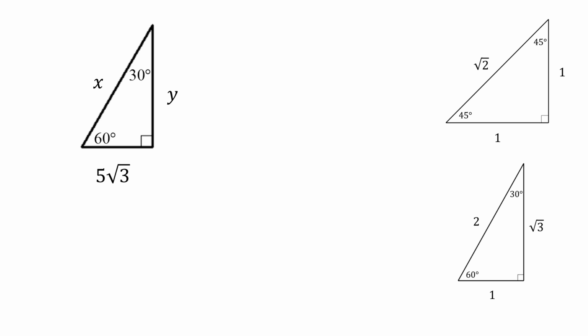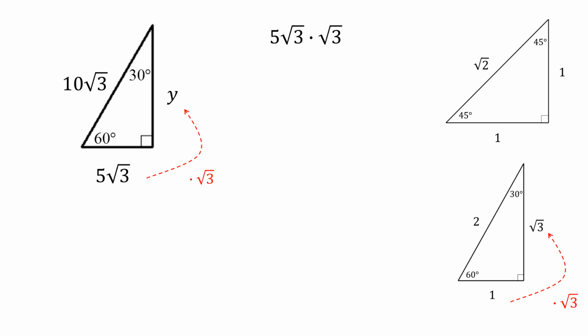Here's the last example. Notice to get from short leg to hypotenuse, we multiply by 2 and therefore do the same thing over here, giving us 10 radical 3. Also notice to get from short leg to long leg, we multiply by radical 3. Doing the same here will get us the answer for y. Here's the algebra. You can pause if you need it. And now we know what y is.